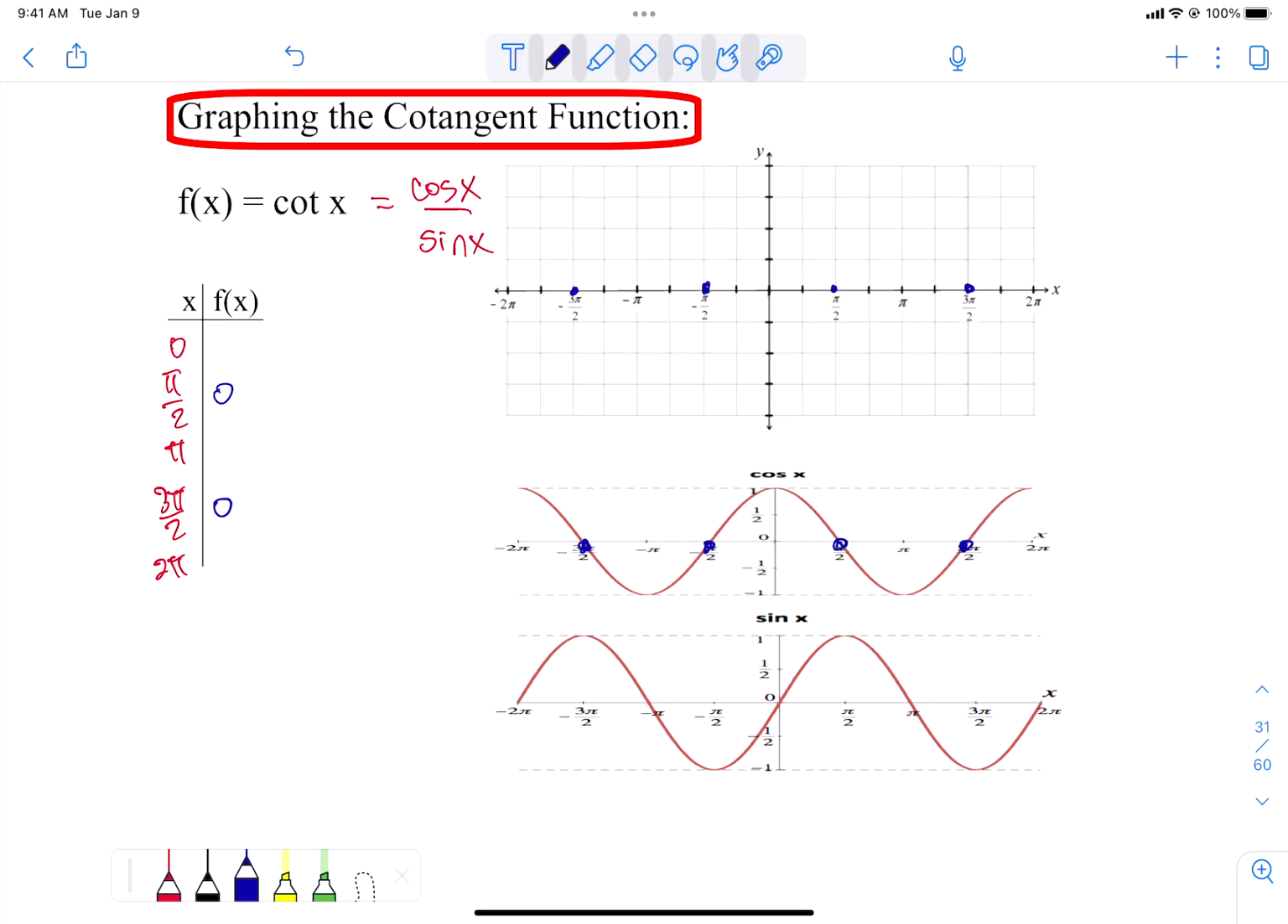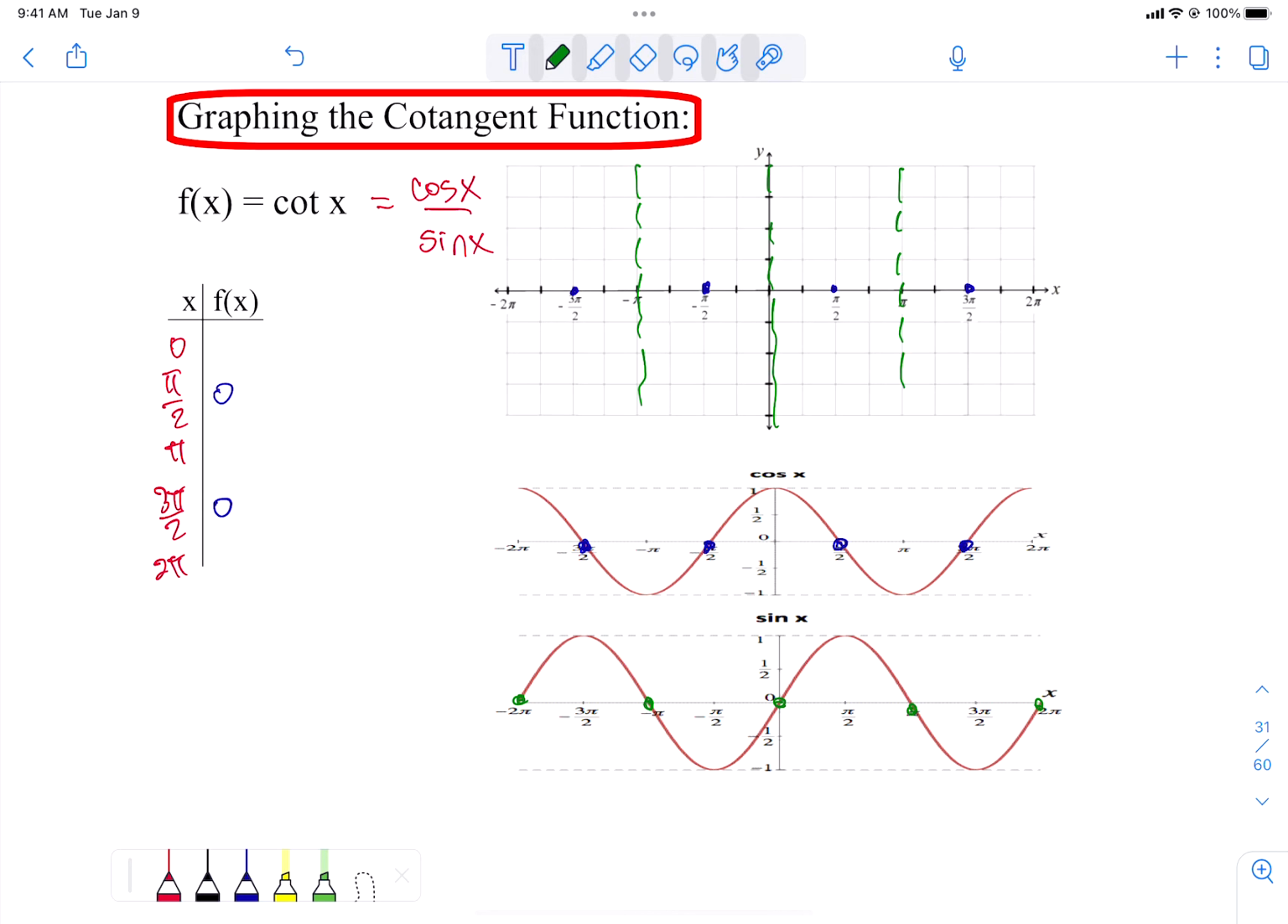Now this time the sine is in our denominator, so it's going to cause the asymptotes. Every place that our sine has a 0, which is at the pi's, 1 pi, 2 pi, 3 pi, 4 pi, is going to cause an asymptote in the graph.